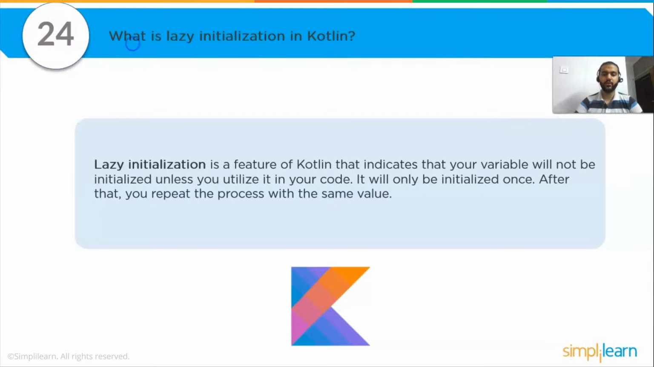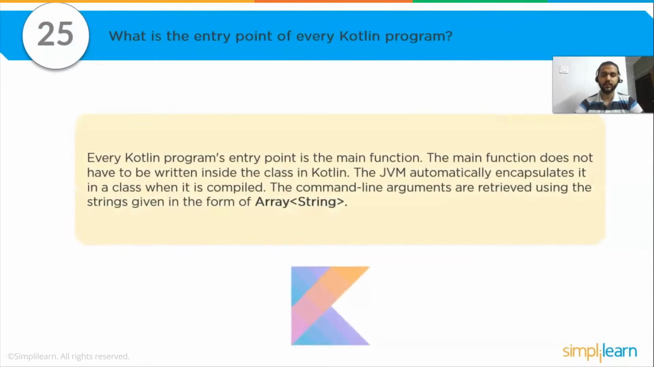Now moving on to our 25th question, which is, what is the entry point of every Kotlin program? Every Kotlin program's entry point is the main function. The main function does not have to be written inside a class in Kotlin. The JVM automatically encapsulates it in a class when it is compiled. The command line arguments are retrieved using the strings given in the form of an array of strings. So this was the answer to this question.